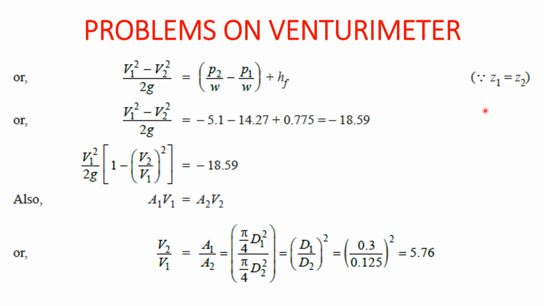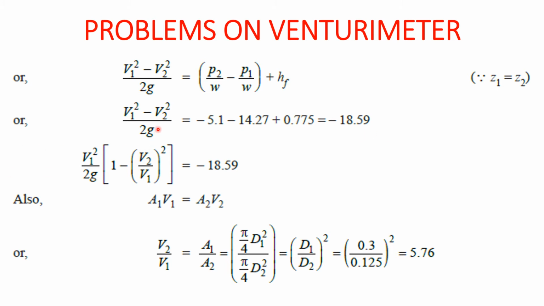In further problems, we are going to see that the venturimeter will be vertical or inclined, and then there will be some values of Z1 and Z2. Now as the venturimeter is horizontal, naturally Z1 will be equal to Z2. Therefore, rearranging this equation, we get V1 square minus V2 square by 2G is equal to P2 by W minus P1 by W plus HF. Substituting, P2 by W is minus 5.1, P1 by W is 14.27 and HF is 0.775. Therefore we get minus 18.59.